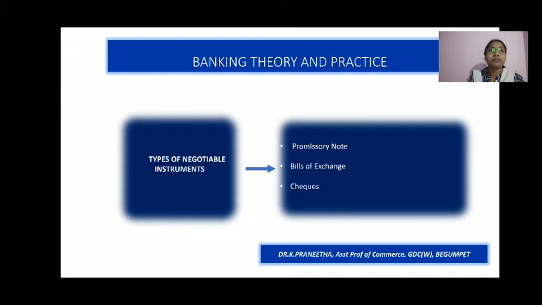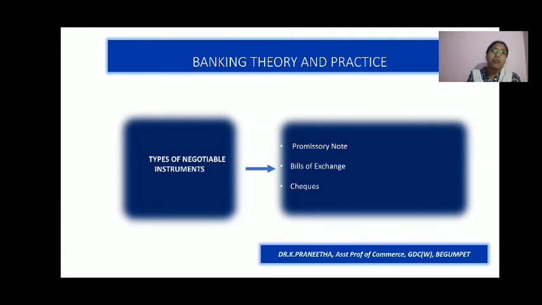Now, coming to the types of negotiable instruments. Under these types, there are three main categories. The first one is the promissory note. A promissory note is an unconditional document in which the drawer promises to pay the amount stated in it after a definite period or on demand, to pay on or to his order or to the bearer.